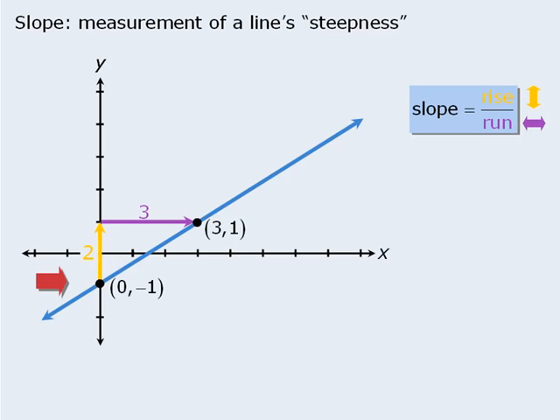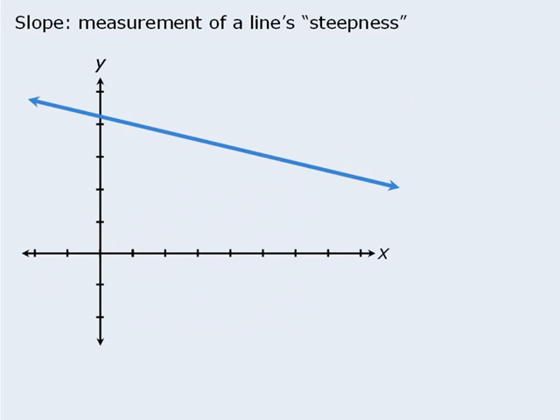Now let's continue to the point (6, 3). To get there, we rise another 2 units, and we run another 3 units. So the slope of this line is equal to 2 over 3, since the rise here is 2 and the run is 3. Okay, let's look at another example.